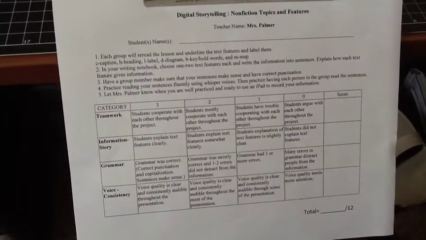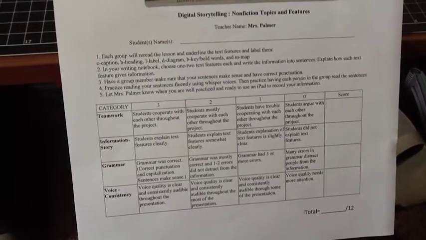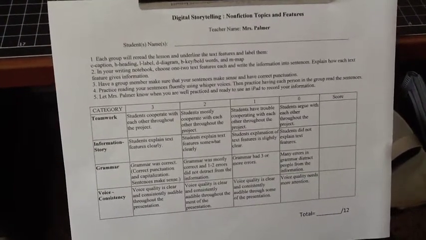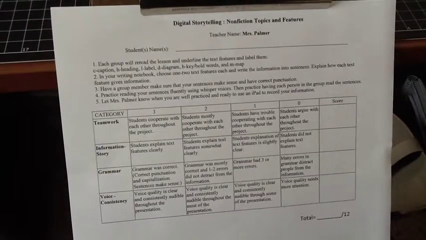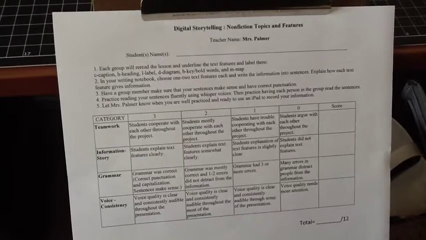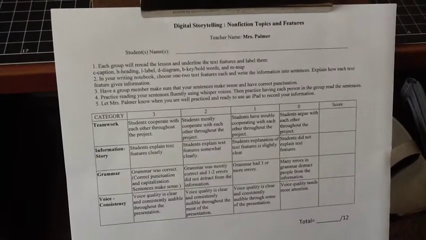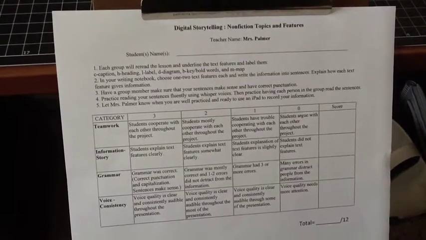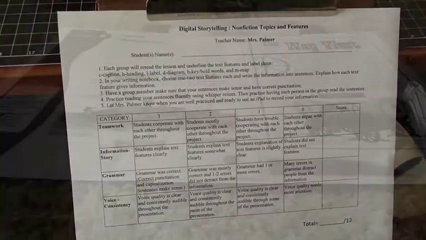This is the rubric that we will be using. You can see for step 1, it says each group will reread the lesson and underline the text features and label them. C is for caption, H for heading, L for label, D for diagram, and B for the key or bold words, and M for map.